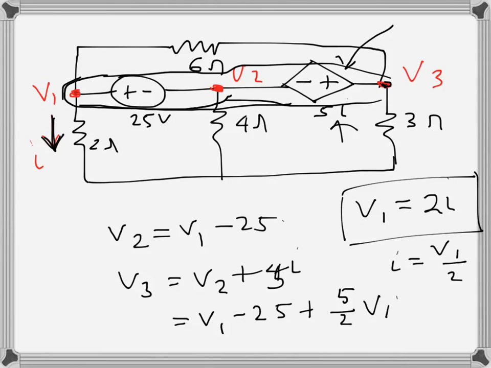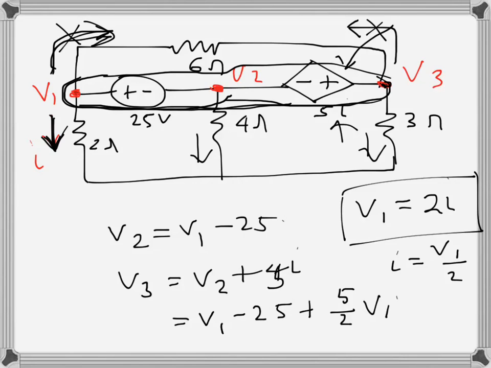Now we can write KCL for this node, this big one. So we have this leaving current, this leaving current, and this leaving current, and this current is going this way, while when we write the equation for V3 it will go this way. So these two currents will be in the opposite direction, so they will cancel each other, so we don't have to write that one anymore. This one and this one, we can just ignore these two, because even if we write them, for this one we will write V1 minus V3 over 6, and for this one we will write V3 minus V1 over 6. So these two will get cancelled.